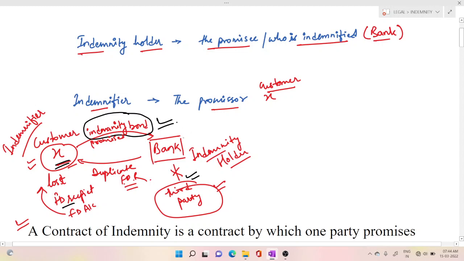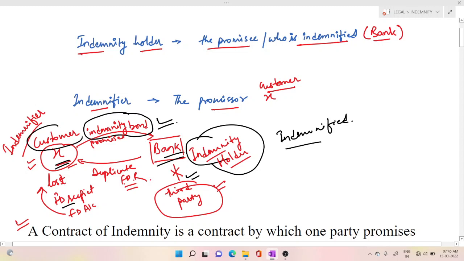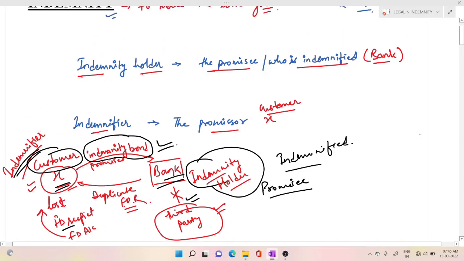Okay, so in this case, the bank is the indemnity holder and indemnified. The bank is the indemnified person or entity. Okay, please remember this. You can remember through this example. Okay, and the customer is the indemnifier or the promiser. The bank is the promisee. I've already told who is the promisee and the promiser. What is a promisee? The promisee is the one who is taking the promise. Okay, and the promiser is the one who is making the promise. Okay, so that was all about the contract of indemnity.